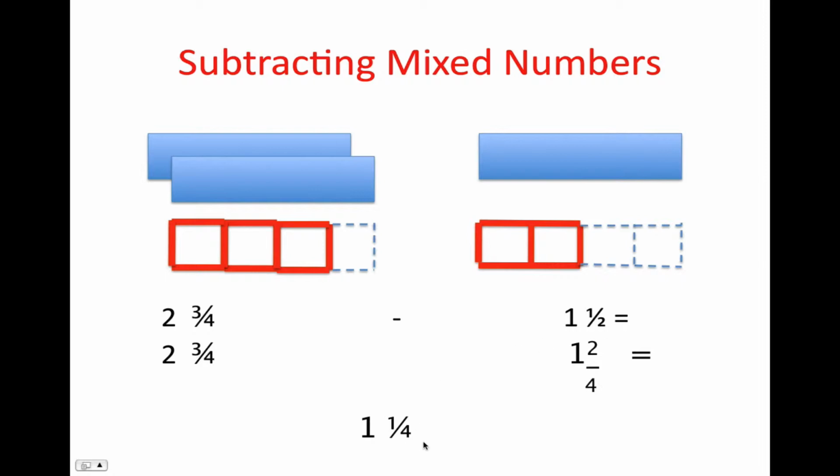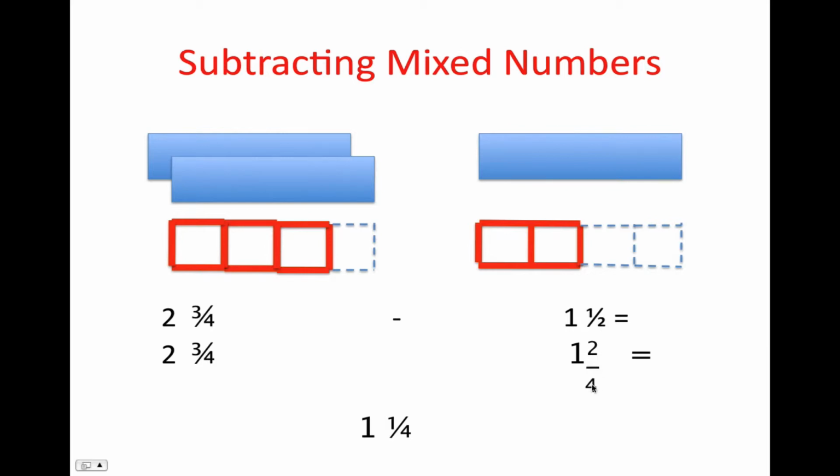Just like when we're adding, the first thing we need to do is find a common denominator so that we can subtract the fractions from each other. So our fractions are 3/4 and 1/2. The lowest common denominator for 4 and 2 is 4. So we're going to multiply 3 by 1, and that's 3, and 4 times 1 is 4. And over here, we're going to multiply by 2. 2 times 1 is 2. 2 times 2 is 4.